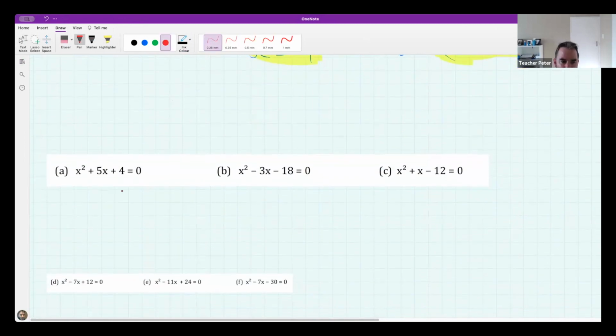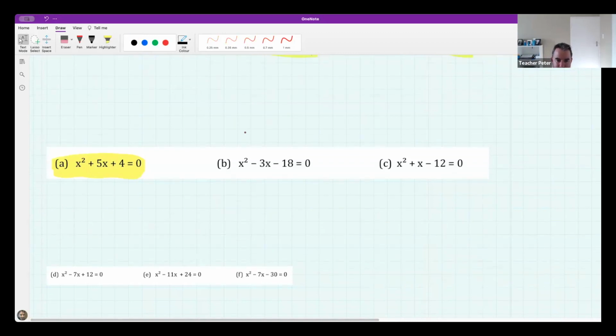Okay, I want you to solve this quadratic equation using factorizing. Go ahead and use factorizing to solve this quadratic equation, and then put your answers in the chat when you are done. This is going back to lesson 1 and 2, but let's just see. I'm going to show you how the different methods can be used.